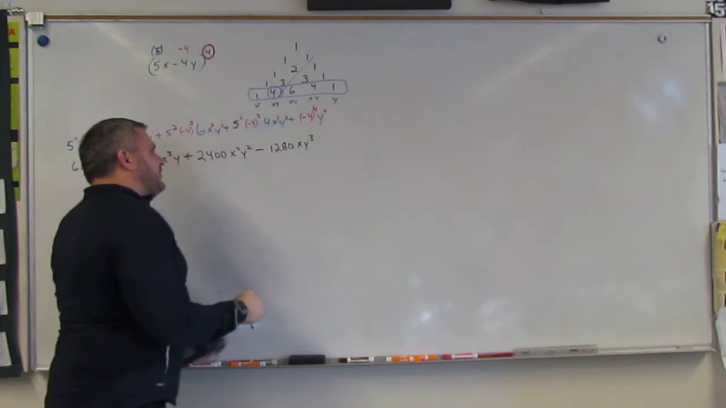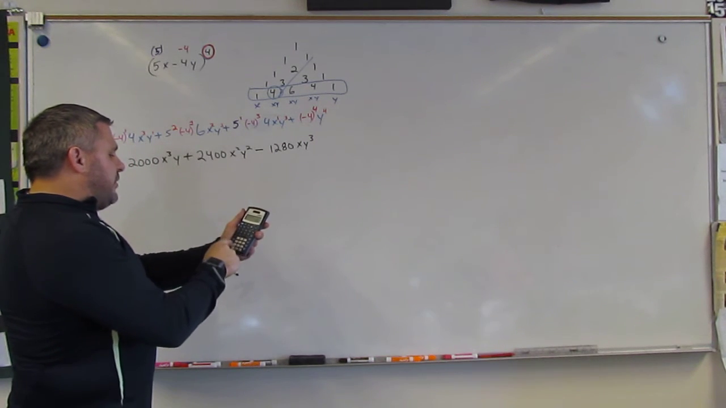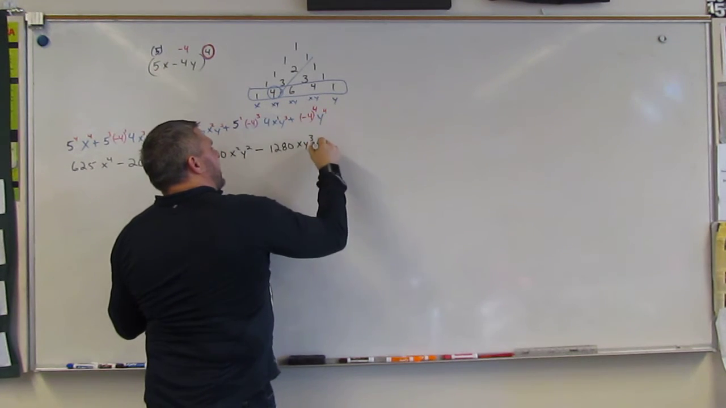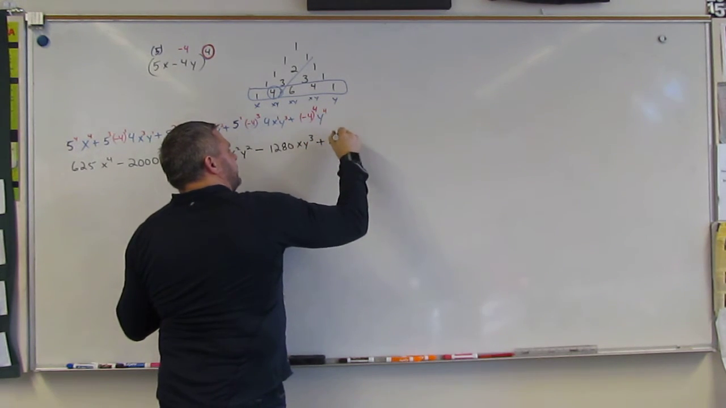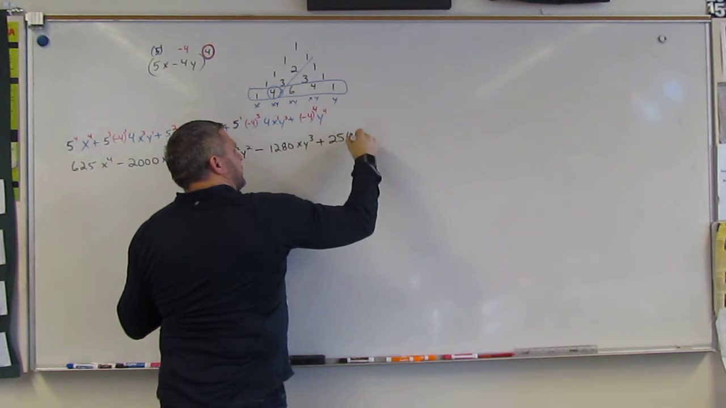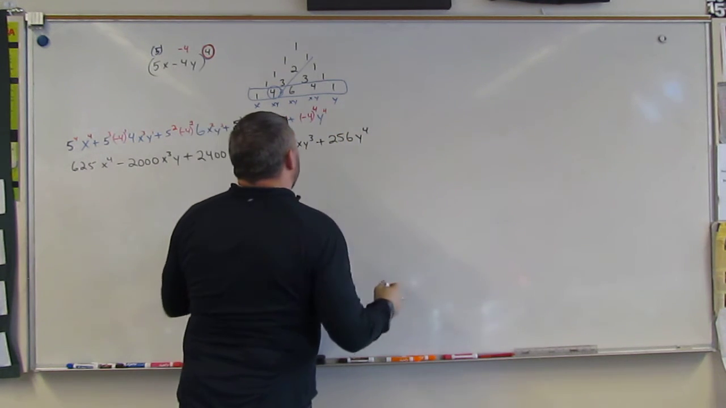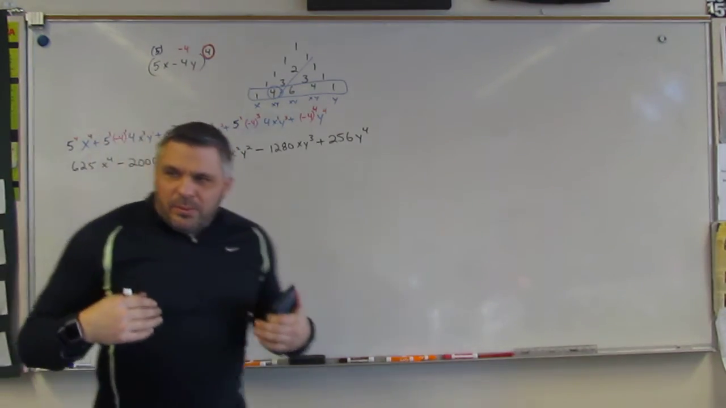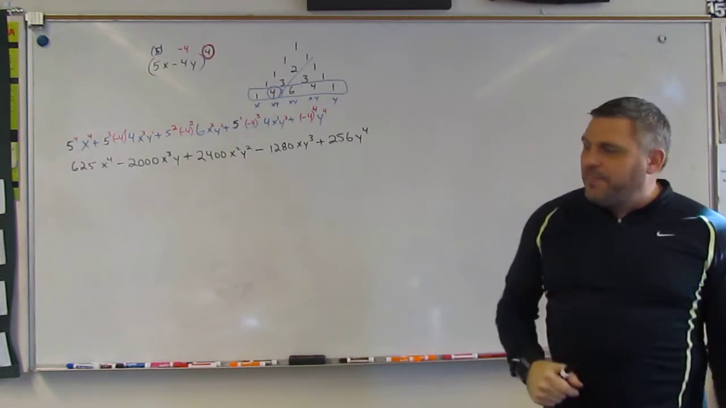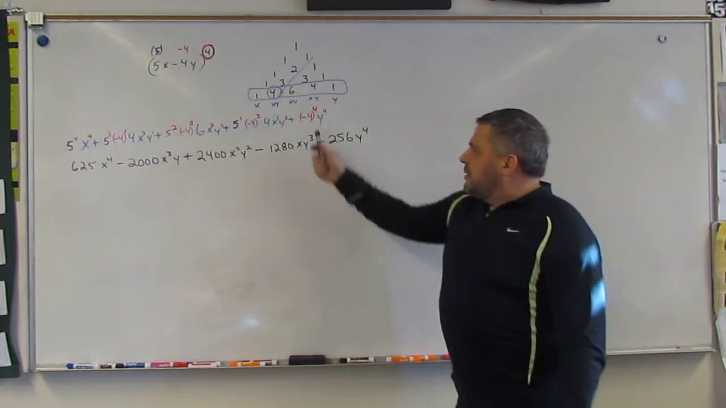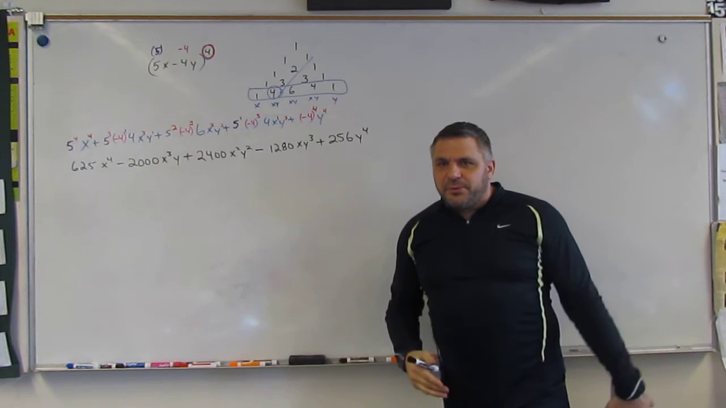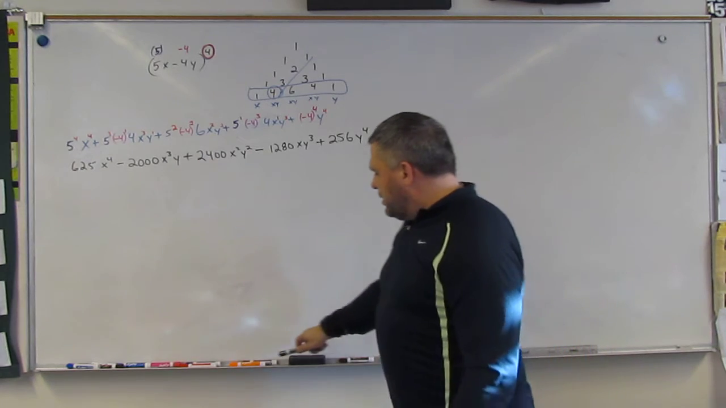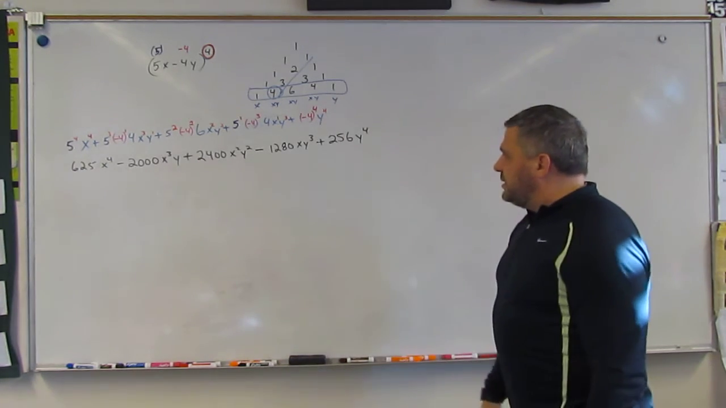Okay? And then you do the last one. We know that it's 256, but we'll try it again. We'll go 4 to the 4th equals 256. I know that negative becomes positive, so it's 256 y to the 4th. And when you square two negatives, you become positive. Okay? All right? So, that's your answer.